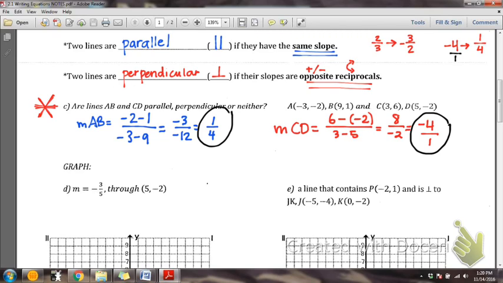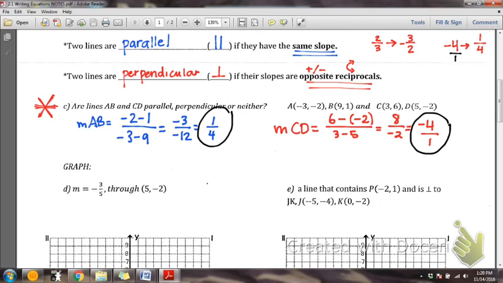Okay, why do you say neither? Actually, it's perpendicular. Oh, good, good. You came back to it. Why is it perpendicular? Because their slopes are opposite reciprocal. Perfect. Okay, so Samantha is reminding us that the slopes are opposite reciprocals. And so because they're opposite reciprocals, we know that they're perpendicular.